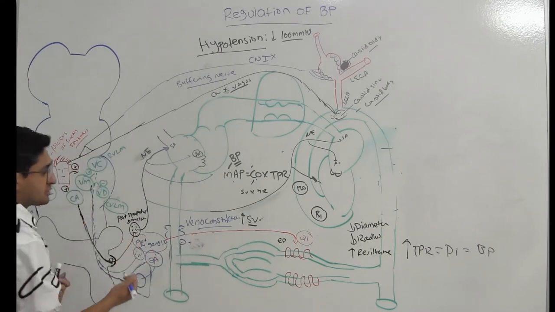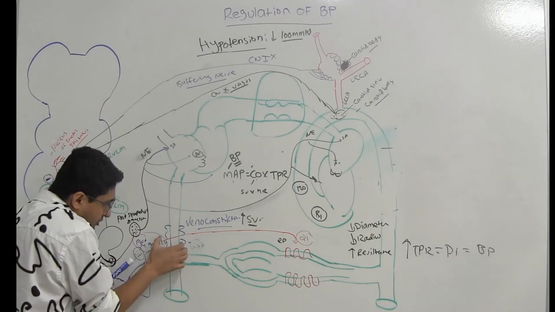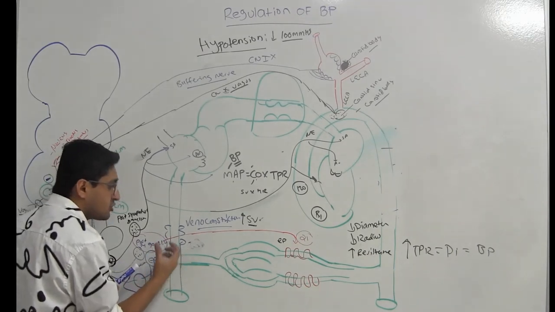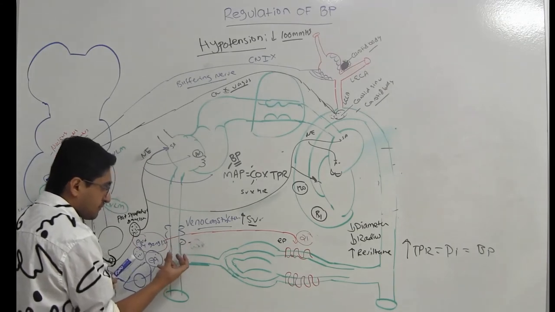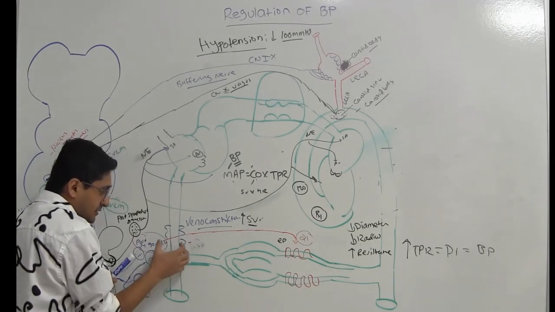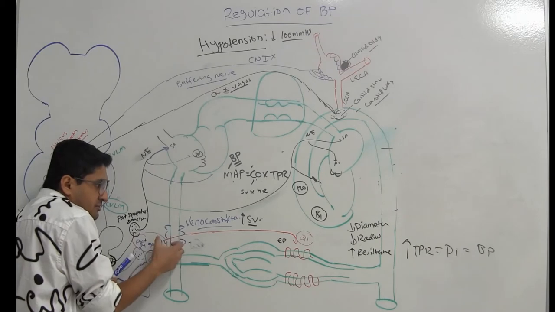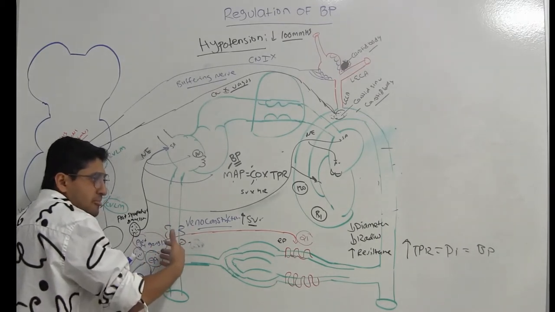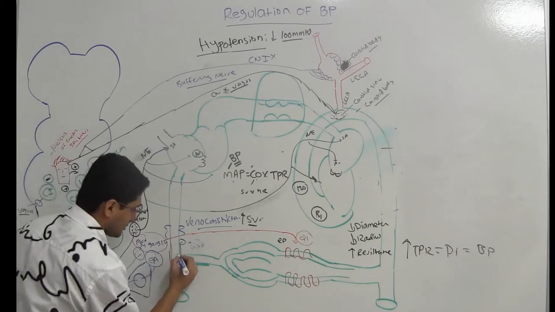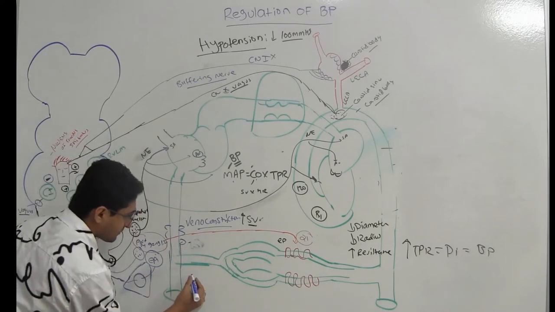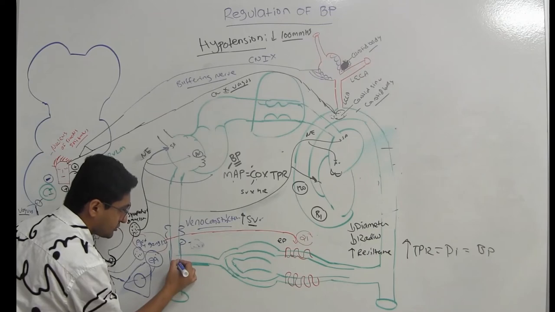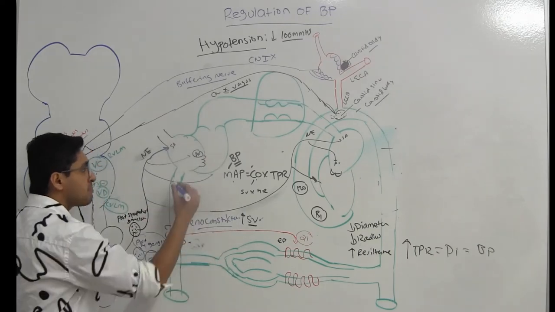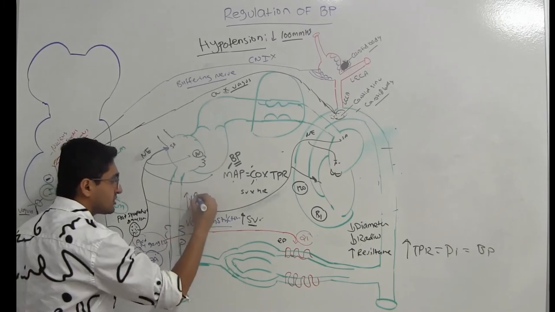So when venoconstriction happens, what happens? You decrease the diameter, so you decrease the radius. When you decrease the radius, you increase the resistance. So when you venoconstrict, there's more resistance to it, right? So what is going to happen to your venous return? Venous return will go up, right? So that means there'll be an increase in your venous return, correct?